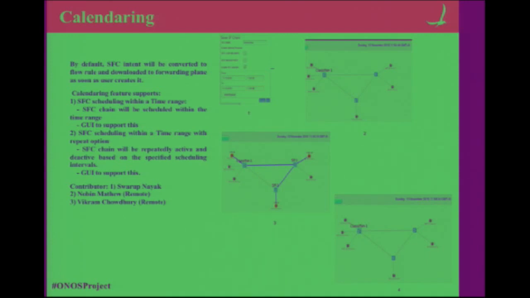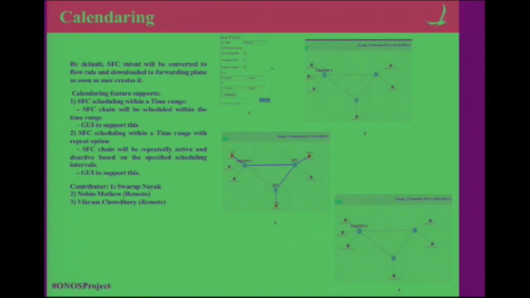In this calendaring, we basically give a feature like SFC scheduling within some time range. The SFC chain will be scheduled within that time range we mention. Also inside the time range, you can give the repeat option, where you can say, from this time to this time every Sunday, let's say, this SFC will be scheduled. So these are the two things we developed. And on the right side of this, we have some GUI.